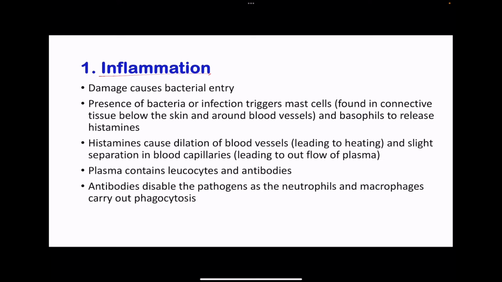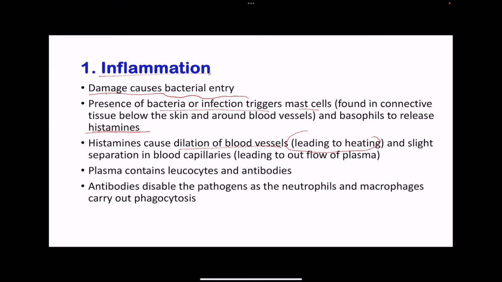In inflammation, when damage occurs due to bacterial entry, the presence of bacteria in the body is going to trigger the mast cells, which are found beneath the connective tissues of the skin as well as around blood vessels, and the basophils to release histamines. These histamines cause the blood vessels to dilate. When they dilate, more blood is going to come to that area, and this is going to lead to heating.